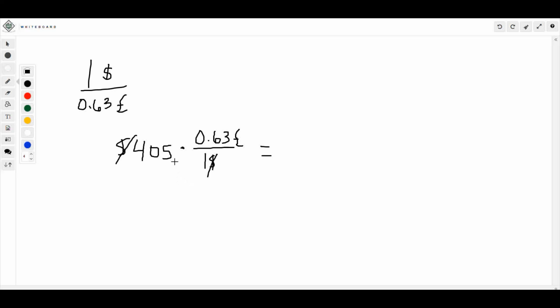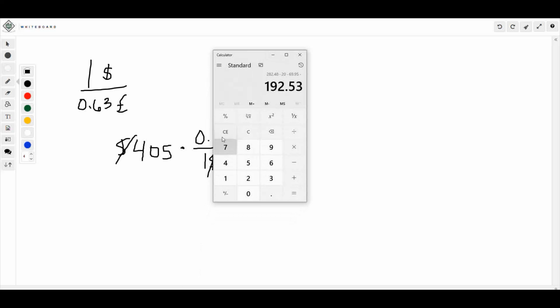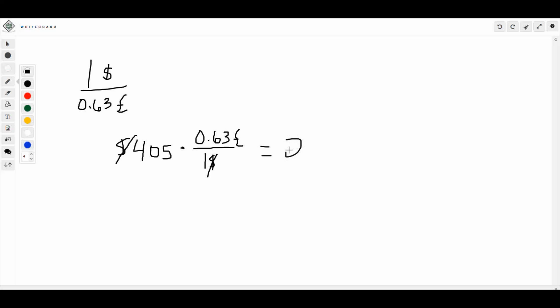Okay, so now we're going to take our calculator and multiply 405 times 0.63. And we're left with 255.15 pounds. And the reason we know it's pounds is because that's the only unit that we're left with. Anyway, something like that. Okay? Does that make sense? That's how you do that one.